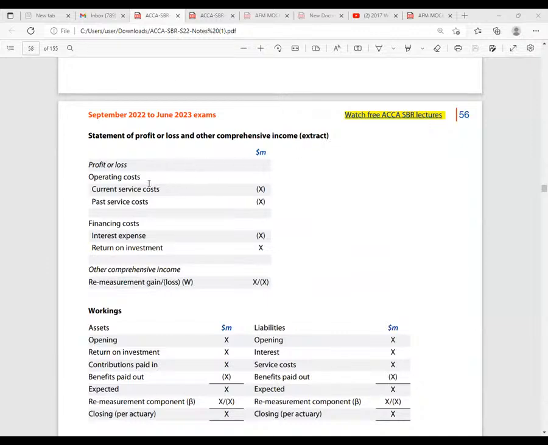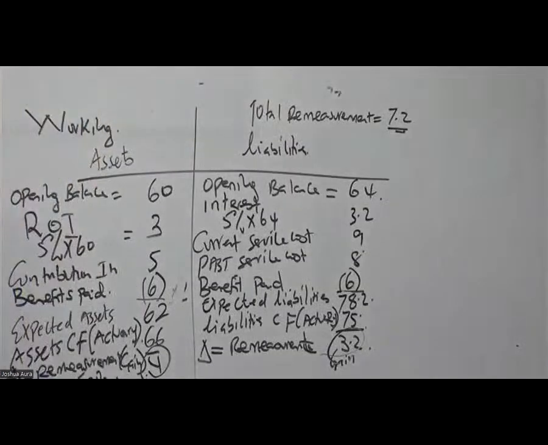You must give us operating cost, show the current service cost, show the past service cost. And the financing cost, show us the interest expense, show us the ROI. And then, of course, other comprehensive income, you'll be able to give us the remeasurement gain. So let's show them, ladies and gentlemen, a statement of P&L. I hope you guys will be able to remember this.